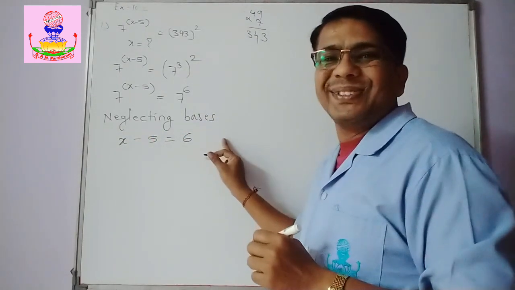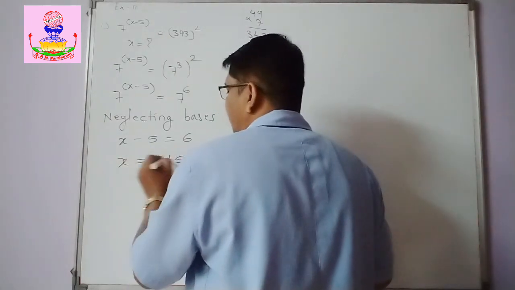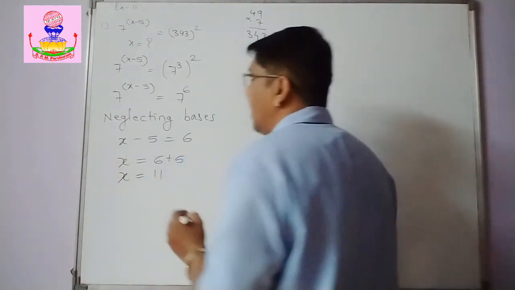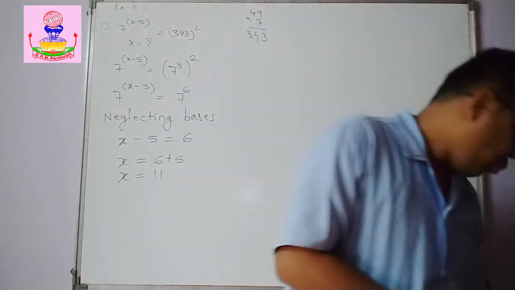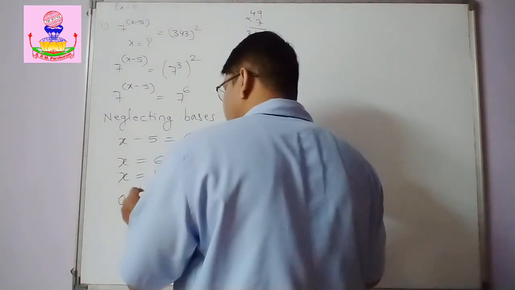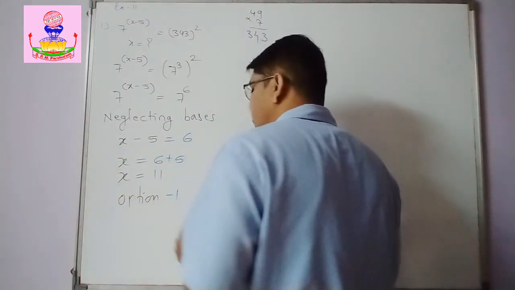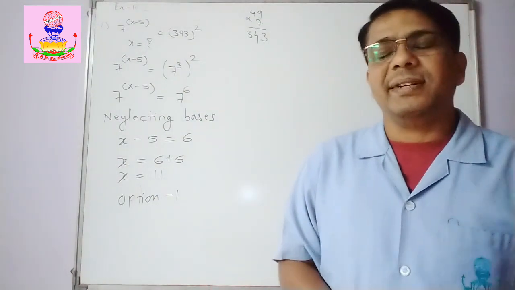Bring this minus 5 to this side, so it becomes plus. So x is equal to 6 plus 5, so x is equal to 11. So option number 1 is the right answer. Now the next example.